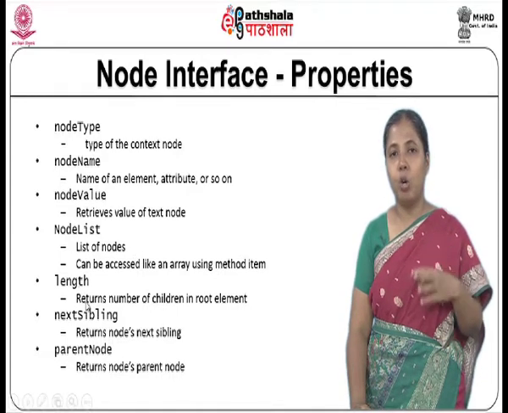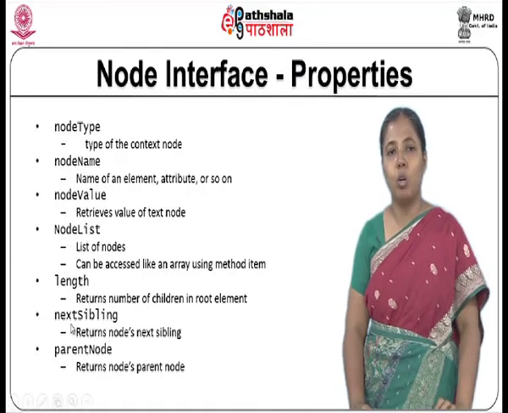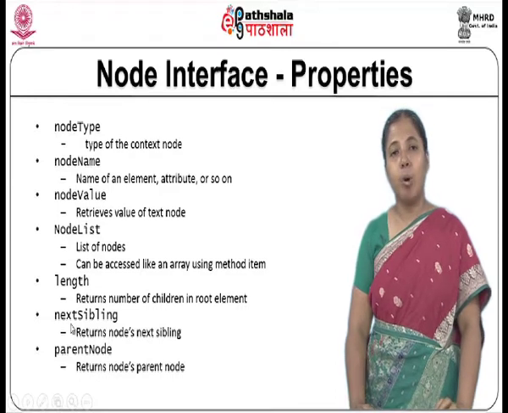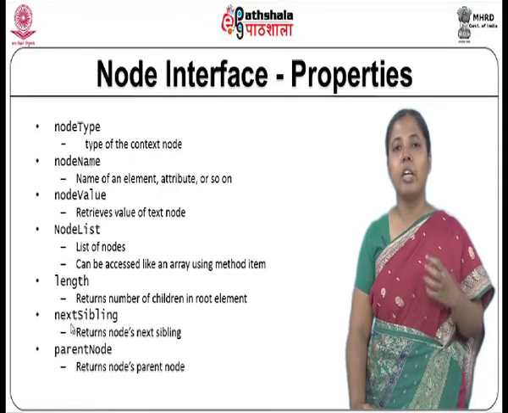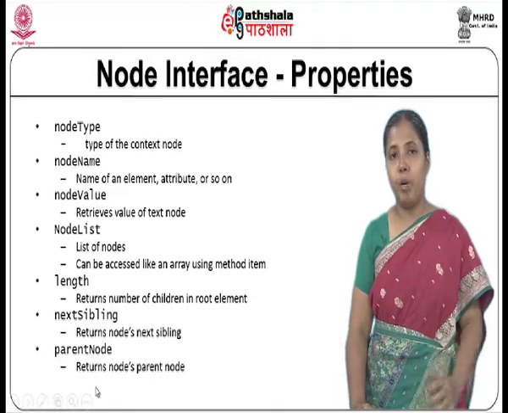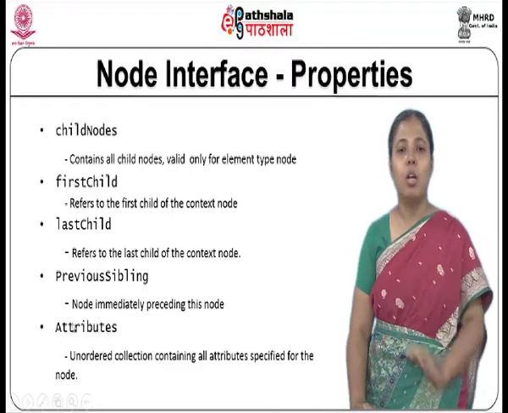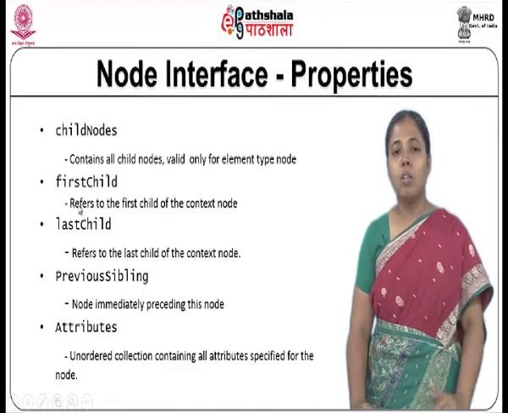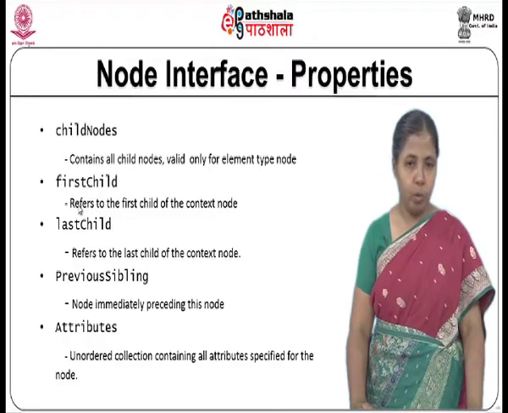You put it in a for loop, and then you can access each of the nodes in the node list. There is a property called length, which returns the number of children in the root element. Then there is a property called next sibling that returns the next node. And parent node returns the parent of any node.